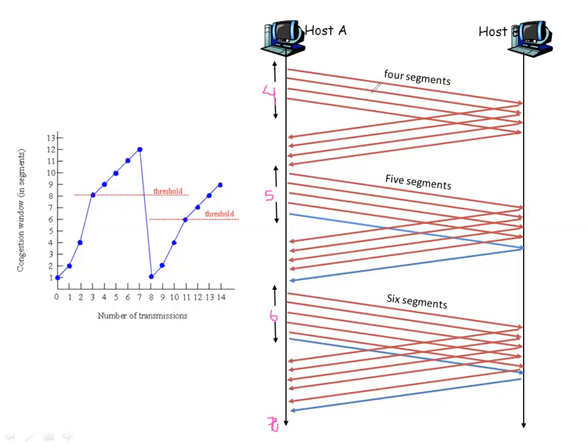So the rate of increase in the window size is very much less in comparison to the exponential increase, which was there in the slow start phase. Now this will continue until the sender detects congestion in the network. So how this congestion will be detected, this we will see in the next slide.